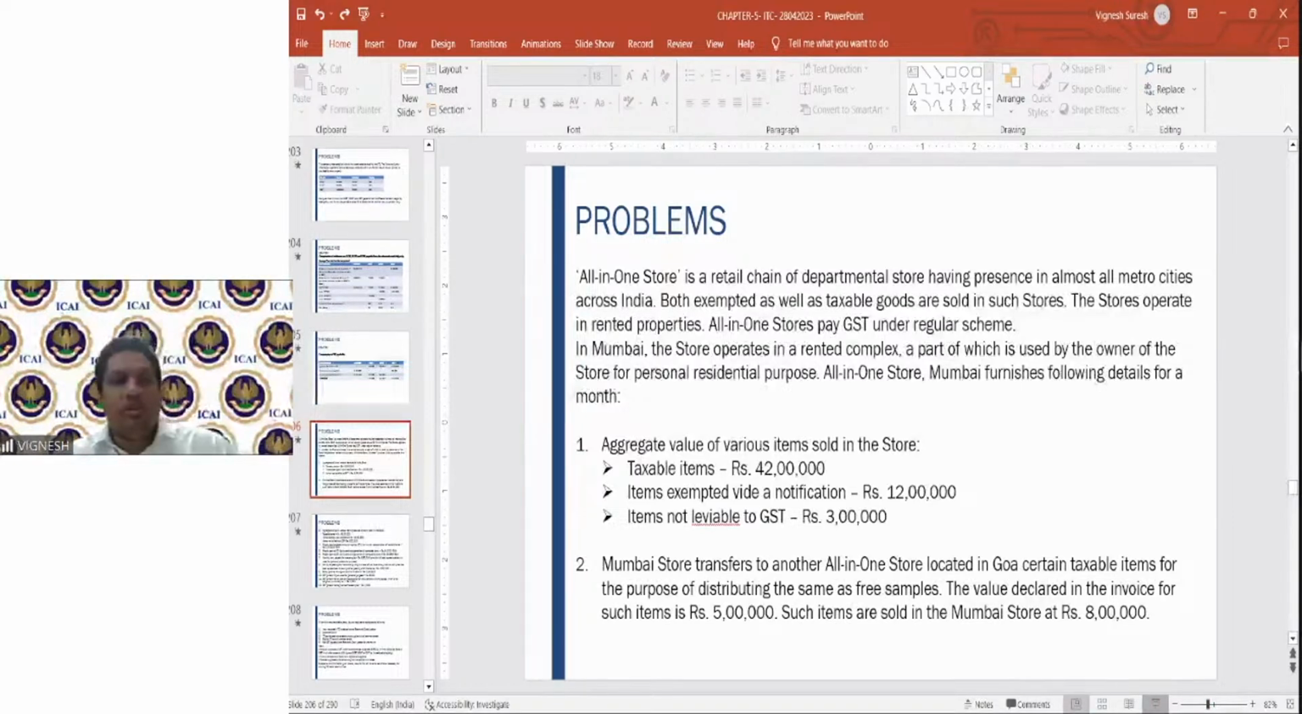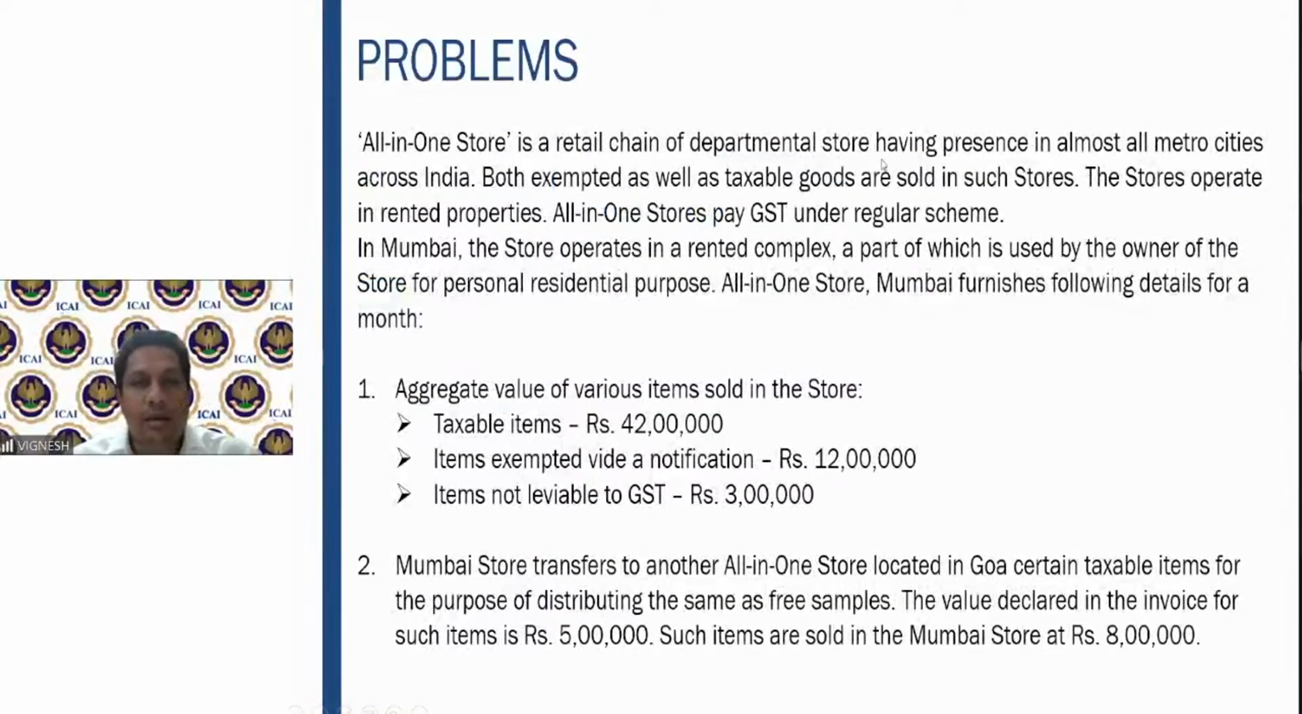Now, All-in-one store is a retail chain of departmental stores having the presence in almost all the metro cities across India. Both exempted as well as taxable goods are sold in such stores. The stores operate in rented properties. All-in-one stores pay the GST under the regular scheme. In Mumbai, the store operates in a rented complex. Okay, please, all these you have to underline whenever you are reading the question.